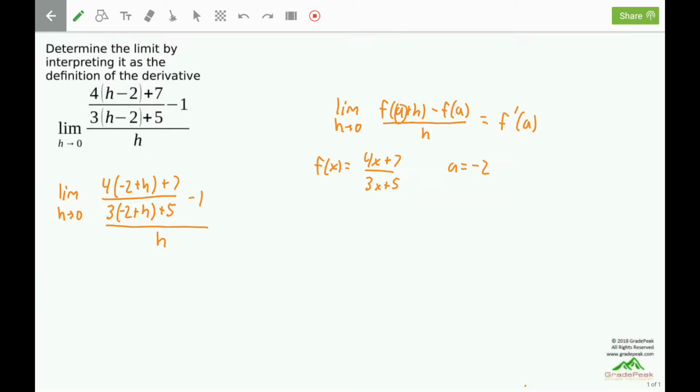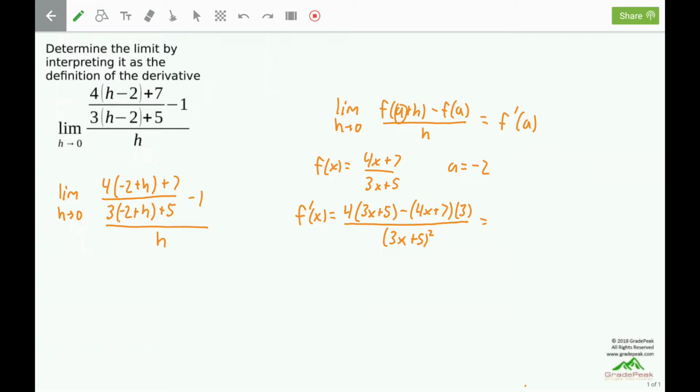And so what we'll do here is work out the derivative of f of x. It is a quotient, so f prime of x will follow the quotient rule. Derivative of the numerator, that's a 4, times the denominator left alone, 3x plus 5, minus the numerator left alone, 4x plus 7, times the derivative of the denominator, that'll be a 3, all over the denominator quantity squared.